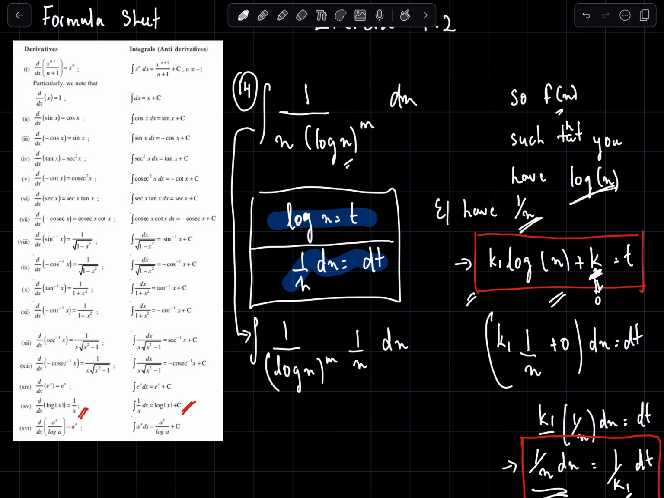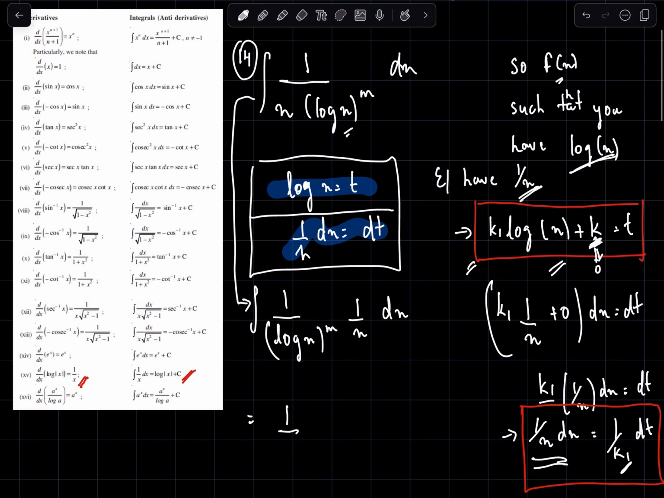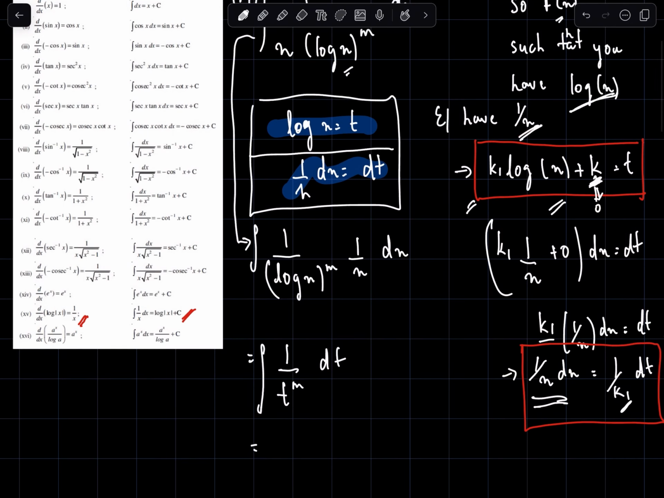Okay, so let's equate this. Let's substitute the values. So 1 over t raised to the power m, and 1 over x dx is dt. So the integral, right? Now let's do this. This is basically the integral of t raised to the power minus m dt, right? m could be any value, we don't know what it is.